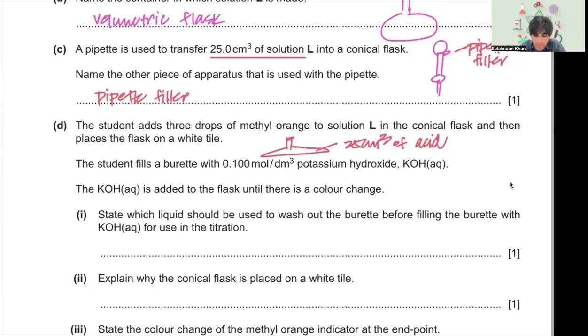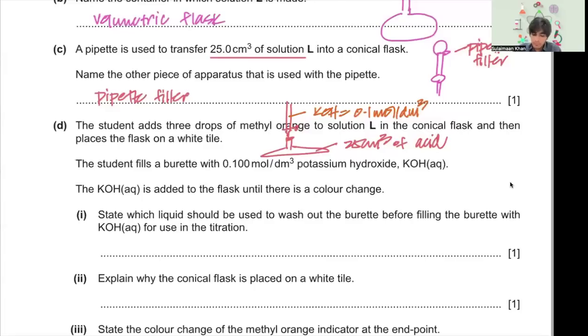Now, the student fills the burette with 0.1 mole per dm cube of potassium hydroxide, right? So he's going to perform titration, in order to figure out the volume of neutralization. And once he gets the volume of potassium hydroxide required to completely neutralize this, he's going to use the volume and the concentration to find moles. After he finds moles, he's going to use the equation to find the moles of acid. And he has the moles, he has the volume, so he can find the concentration later on.